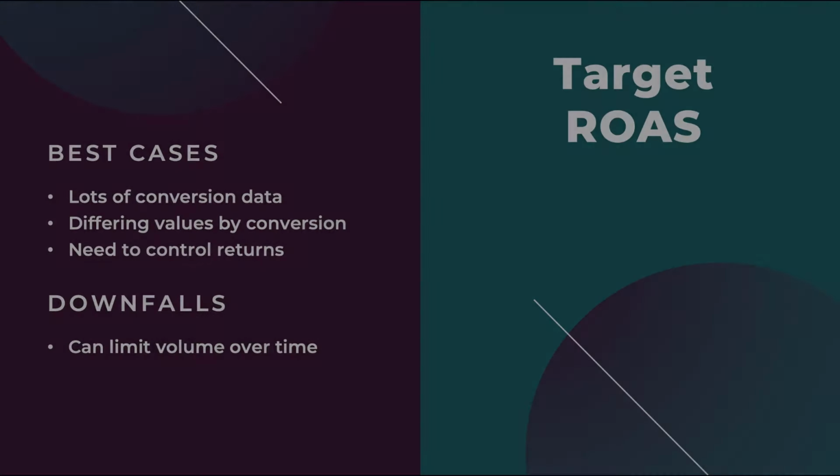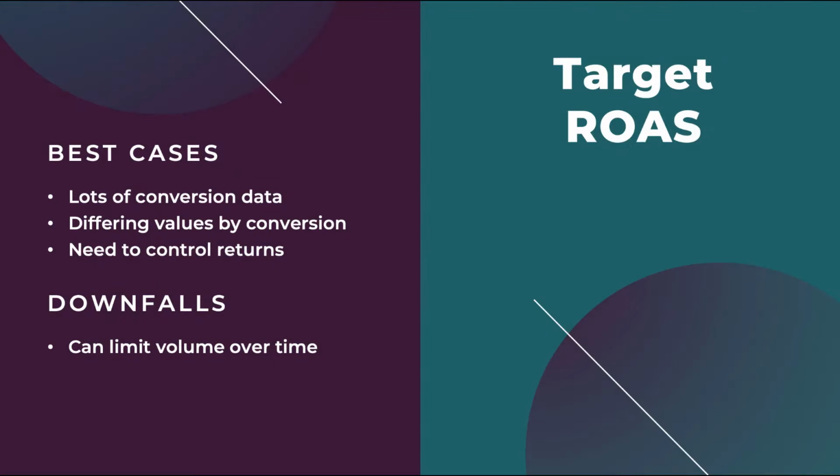Target ROAS has a very similar set of best cases and downfalls that target CPA does. You need to have lots of conversion data available and you have some sort of need for control. The biggest difference here is that you want to make sure that you have differing values by conversion. That's where this one's really going to shine, if it can help find you the higher value conversions at a reasonable cost or get those lower value conversions at a much lower cost to try and end up hitting your target return on ad spend overall.